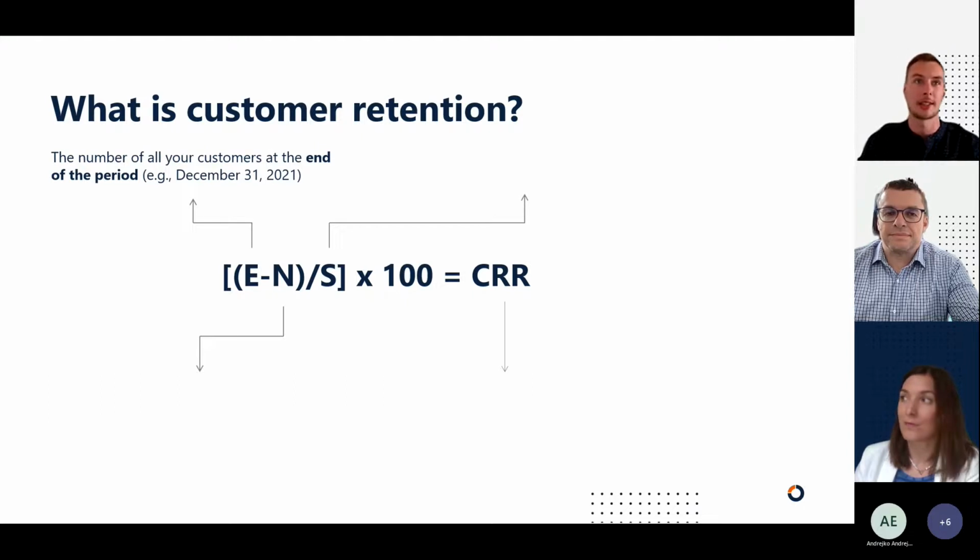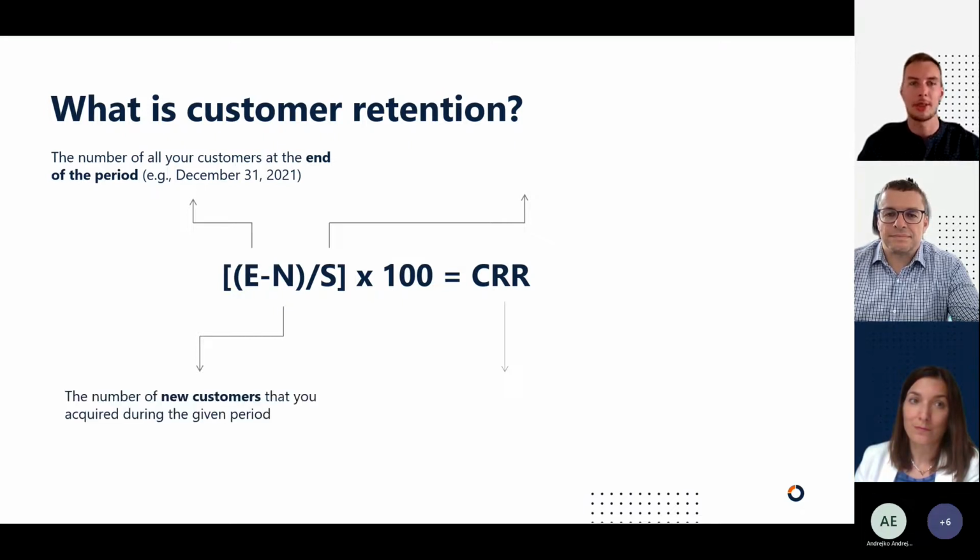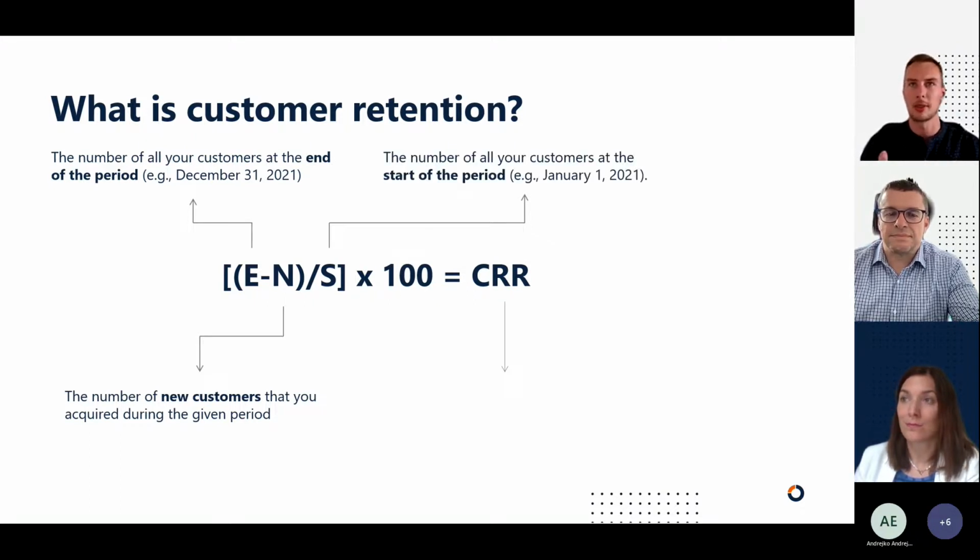In our case, we can take a look at customer retention rate for the last year. So it would be the number of customers that we had at the end of December 31st, 2021. In order not to skew the data, we need to deduct the new customers that we acquired during the whole last year. And this number that we get, we need to divide by the start of the period. So all the customers that we had at the beginning of the period, in our case, January 1st, 2021. Then we only multiply by 100, and we get the customer retention rate in percent.